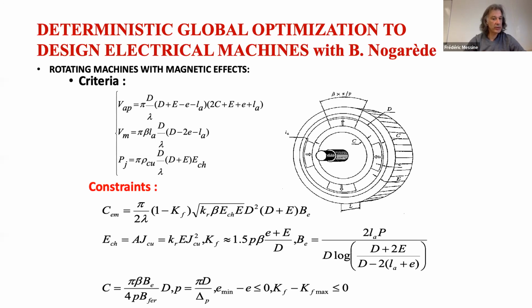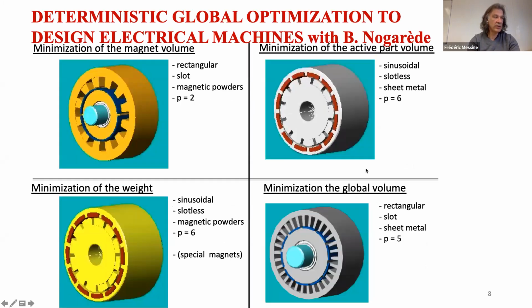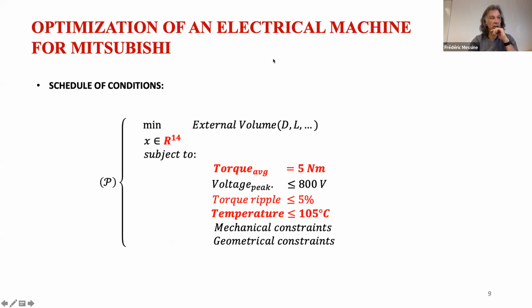That's a parametric problem, but you can see here the link between the design of an electrical machine and solving an optimization problem. A global optimization problem, we can find global solutions using different algorithms. I put some examples like here. An example that we solved for Mitsubishi: you have to minimize about 14 parameters. Parameters are the diameter, the length, etc., some angles.